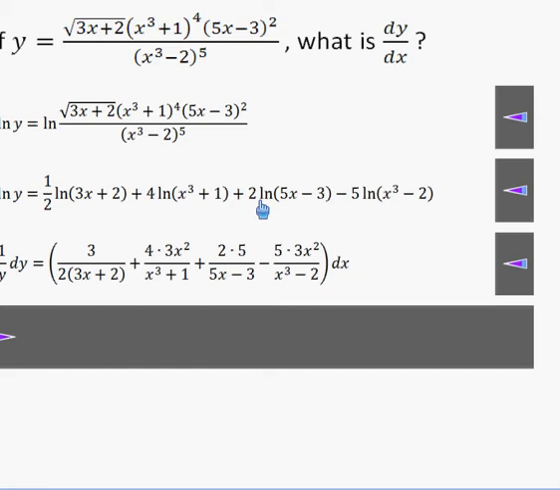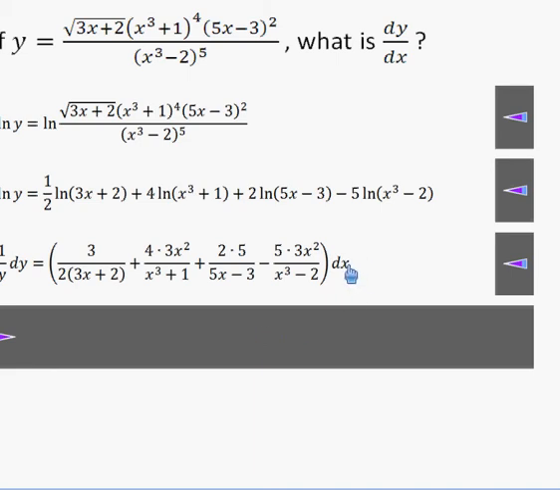Our next term, we have the 2 in the numerator, natural log of this, so that's 5x minus 3 in the denominator, times the derivative of what's inside, gives us this 5 right here. And the last one, we have subtraction. The 5 is in the numerator. X cubed minus 2 is in the denominator, and then chain rule, derivative of that is 3x squared.